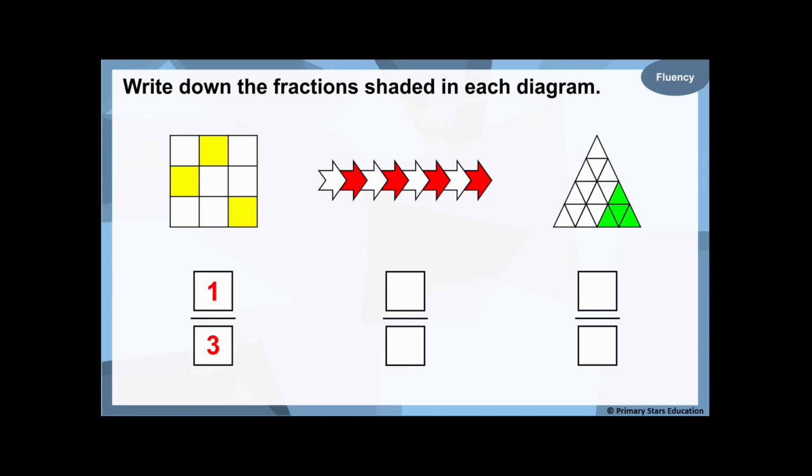Now look at the arrows. White, red, white, red, white, red, white, red. There are 8 arrows. 4 of them are white, 4 of them are red. So half of that picture has been coloured. And finally look at the triangle. How much of that triangle has been coloured green? That's right, 1/4 of the triangle is green.